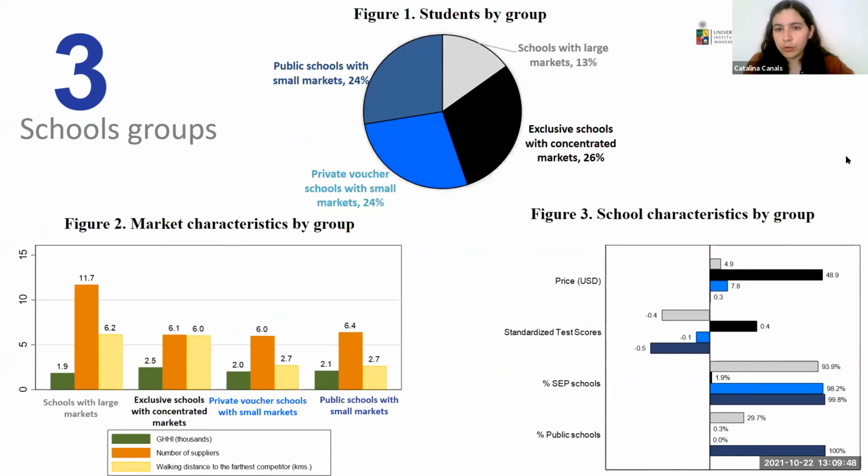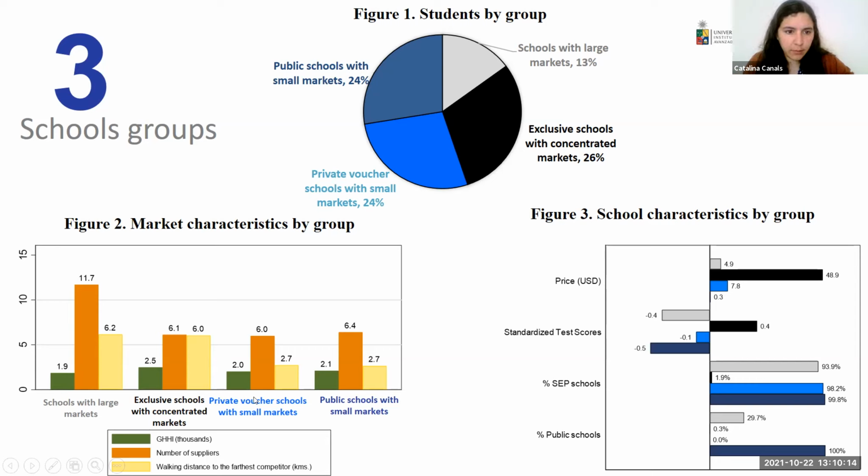We saw that it was possible to have some heterogeneity, so we conducted a K-means estimation to identify different groups of schools that have different characteristics and different markets. And most of the students attend these kinds of schools: public schools with small markets, or private voucher schools with small markets.